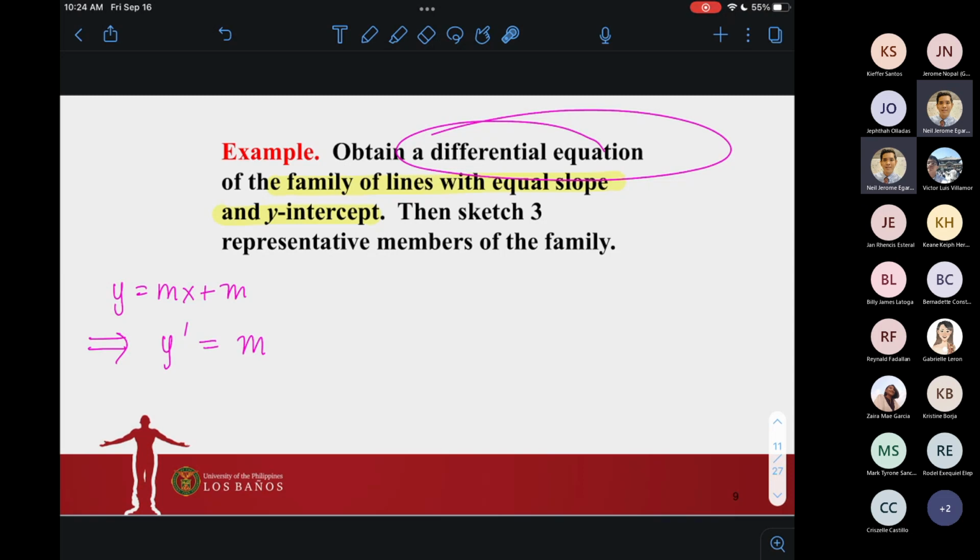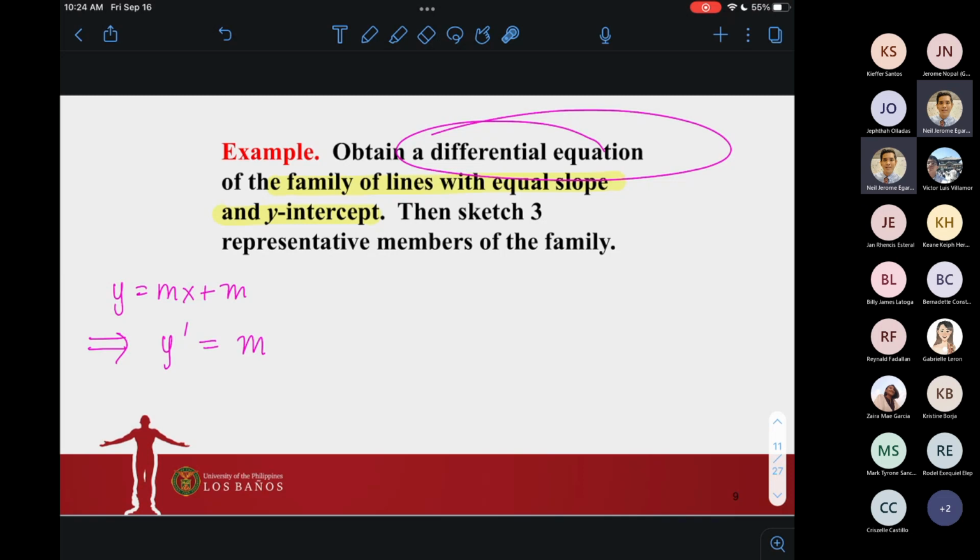Pero here we have a representation for the parameter m. The parameter m lang pala represents the derivative of the function y. So that means if I go back to the original equation, I can replace all mentions of the parameter m by y prime. Pag pinalitan ko si m by y prime, then the parameter is gone.